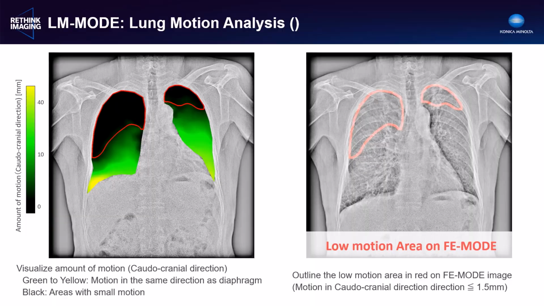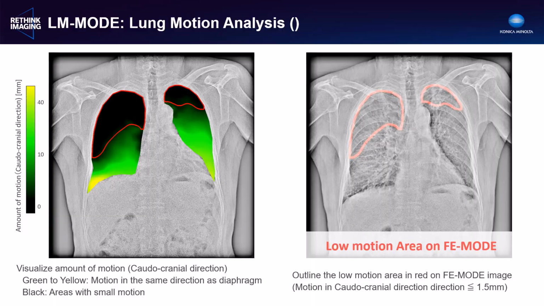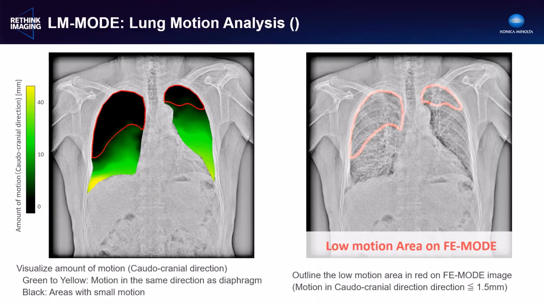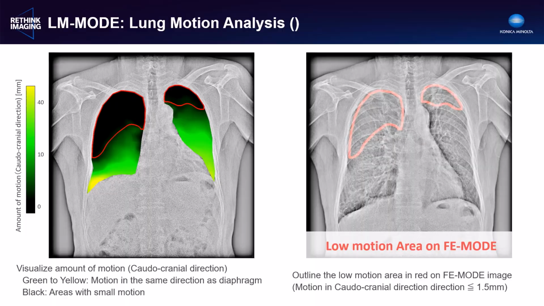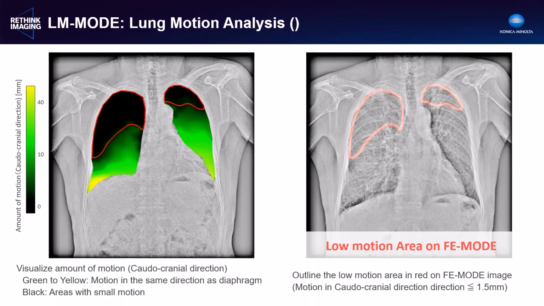Another advanced analysis tool is the use of an optical flow algorithm to quantify motion of the lung in the craniocaudal direction. The amount of motion during respiration is shown using a green color scale, from areas of no motion, shown in black, to areas of up to 4 centimeters of motion in the bright chartreuse.